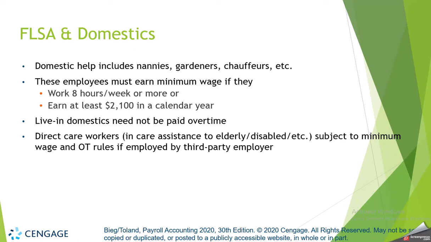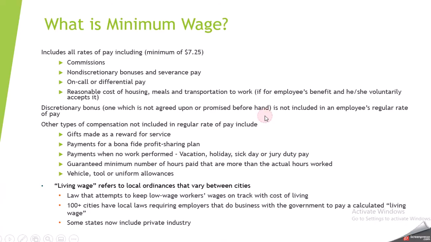If they are people who come to your house to care for an elderly parent or a disabled person, they would be paid overtime if they're employed by a third party. Again, if they're living with you, like a live-in domestic, then it would go back to that category.